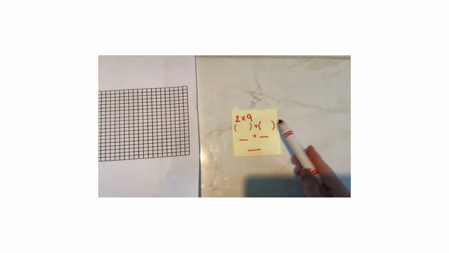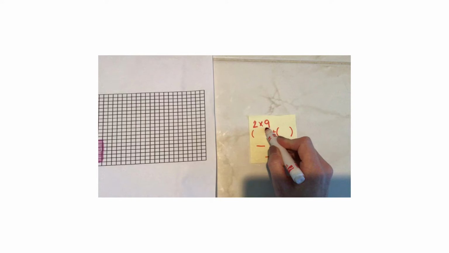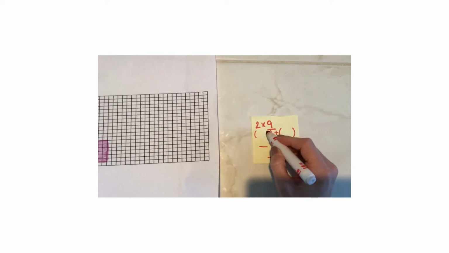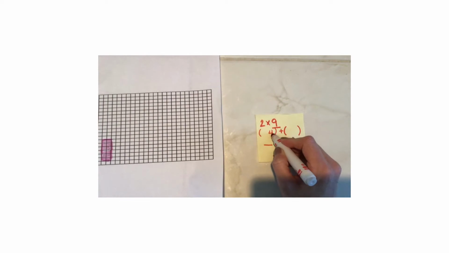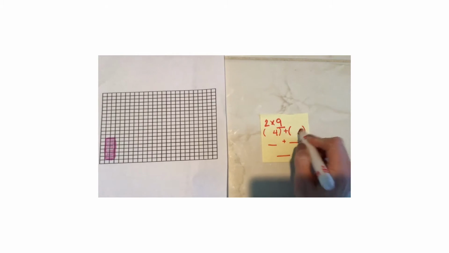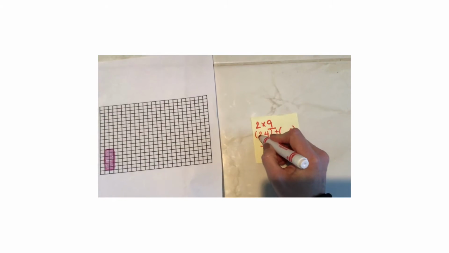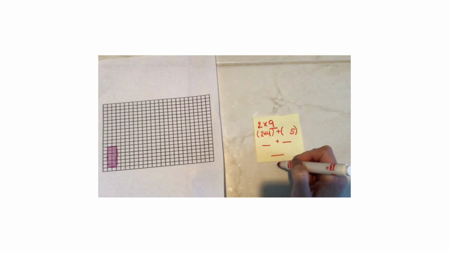2 times 9. Now you see I have it set up here just like we did for the distributive property. We're going to look at the larger number. The larger number is 9. I can break 9 up into 4 and 5. So I will have 2 times 4 plus 2 times 5. Now before we go any further with that, let's tile it.